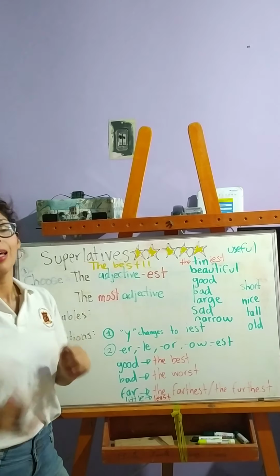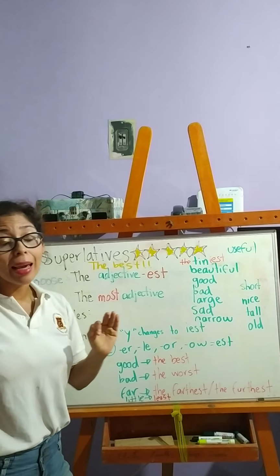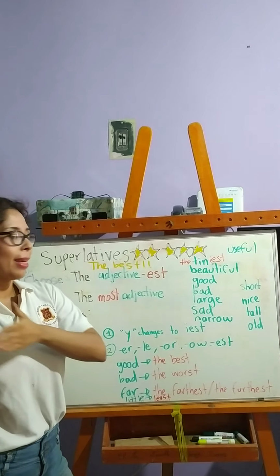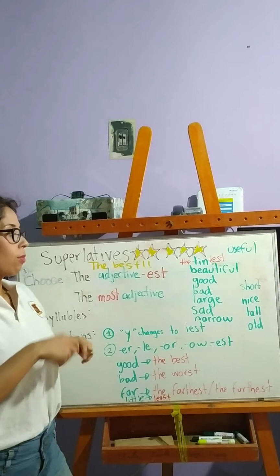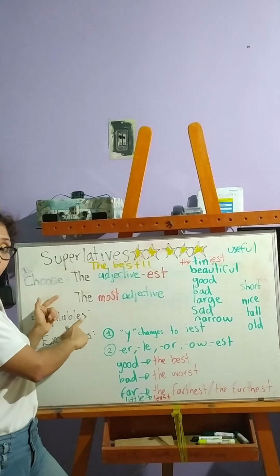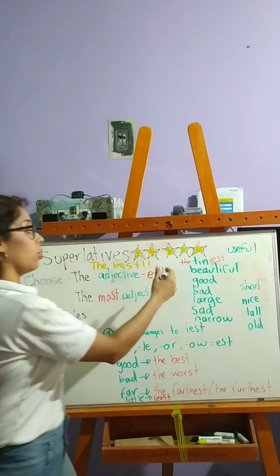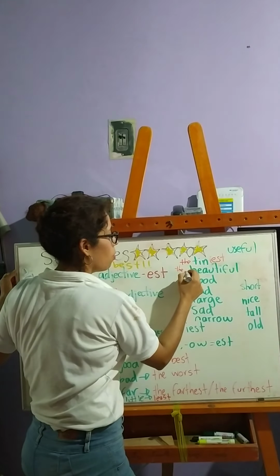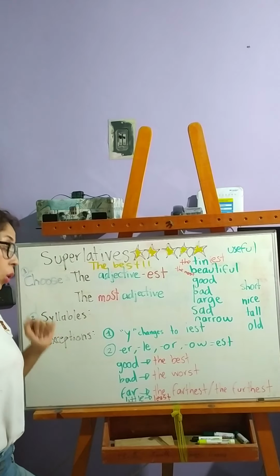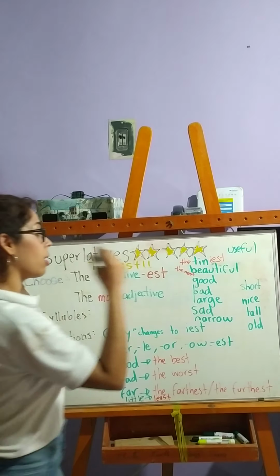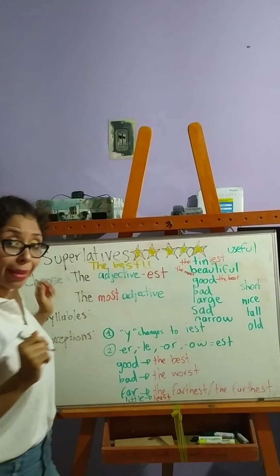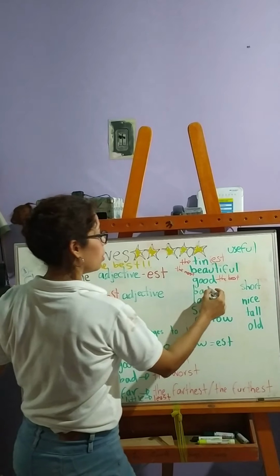Now let's go to the adjectives. Beautiful. Beautiful has 3 syllables. In English, the syllables are counted with the sound that they make. Beautiful doesn't have one syllable, it has more, so I'm going to add the most. The most beautiful. In this case, good as a superlative becomes the best. Bad is an exception, it is the worst.